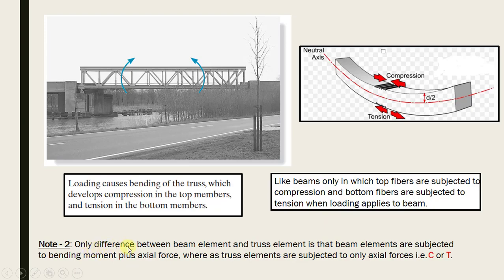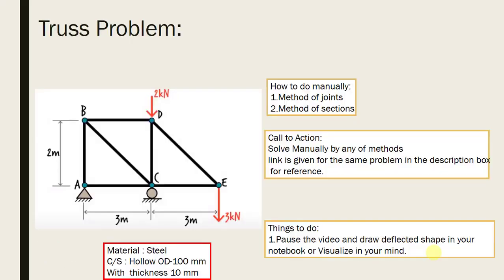Note that the only difference between beam element and truss element is that beam elements are subjected to bending moment plus axial force, whereas truss elements are only subjected to axial force. That can be compression or tension, depending on the type of loading. Okay, now let's discuss the truss problem.